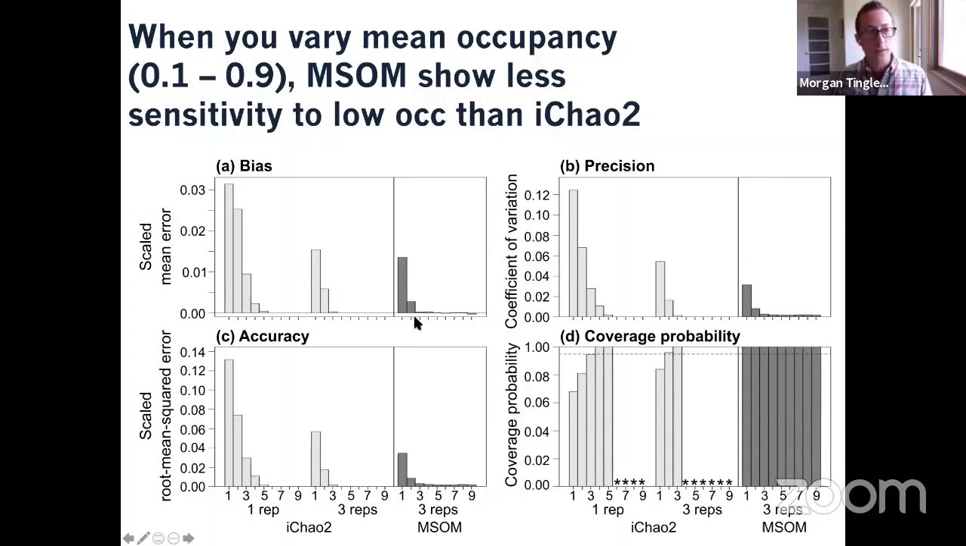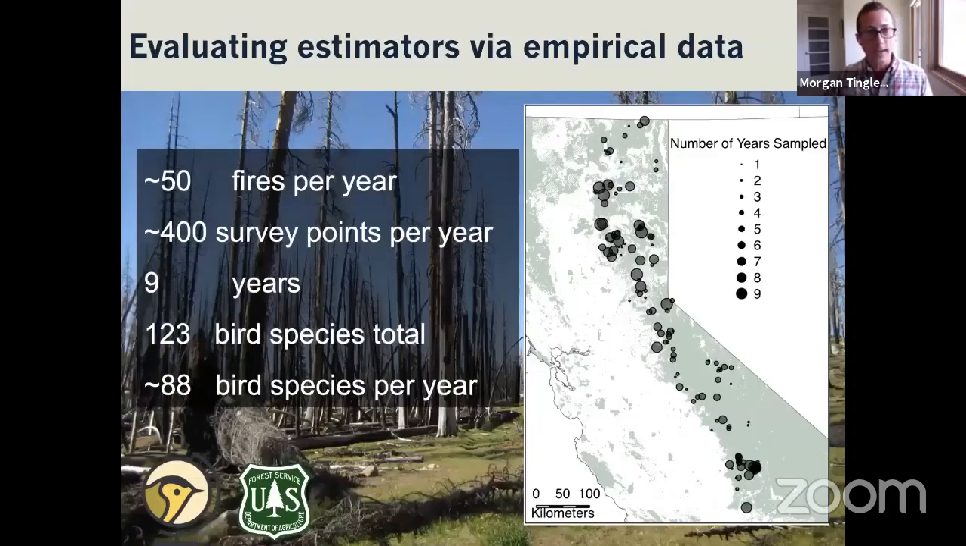In general, we found relatively similar patterns: once you get to a mean occupancy probability across all species of less than around 0.2 or 0.3, that's when you start to see large increases in bias and imprecision, and lower accuracy. So that's the simulation. The second part was actually testing this in the wild with our empirical data.